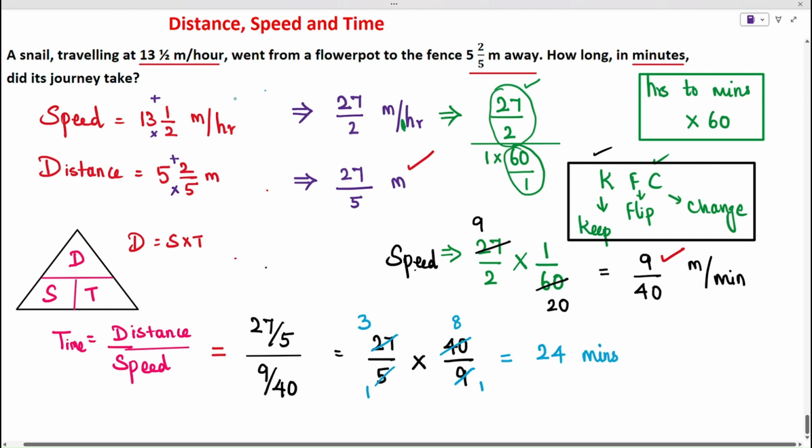And since we've found speed in meters per minute, we know that our time found here is in minutes, and we don't have to convert it to hours. You could have also calculated the time in hours, and you would have got 2 over 5 hours, and all you would have to do there is multiply by 60, and you would have got 2 times 12, which is equal to 24 as well. So the snail takes 24 minutes to complete its journey from the flower pot to the fence.